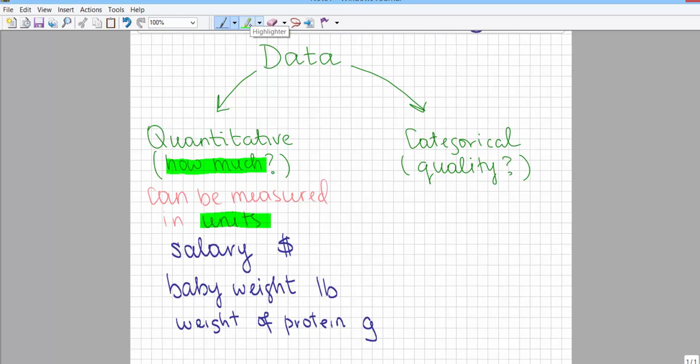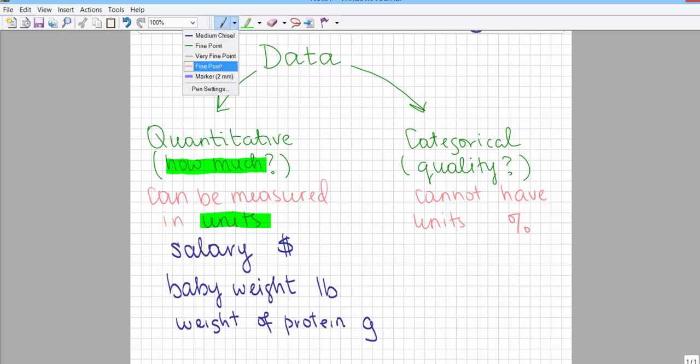Categorical is quality. Does this group possess this particular quality? Okay, and it cannot be measured in units. Cannot have units attached to it. But what can it be measured in? Think about it as percentage. So if you were to describe your sample and it's categorical data that you're dealing with, you would say, all right, I have a certain percentage of my sample that has this particular quality.